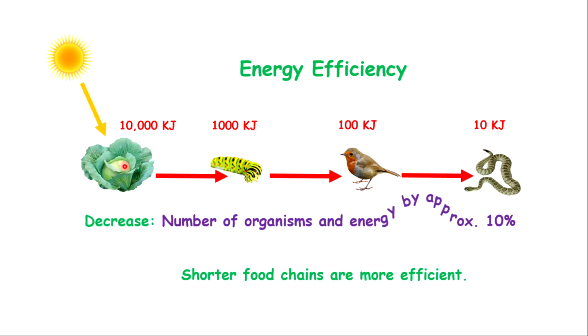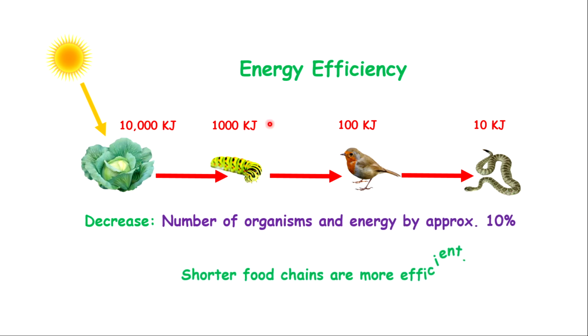The cabbage will use the other percent of energy for its own development, growth, and life functions, because, of course, the cabbage requires energy as well. So it passes on only 1,000 kilojoules of energy, and these numbers are only for example purposes. We're not saying the cabbage produces 10,000 kilojoules of energy. It can be much more, but these are just example numbers for understanding purposes. Now, the caterpillar will eat the cabbage and only receive the passed-on energy.